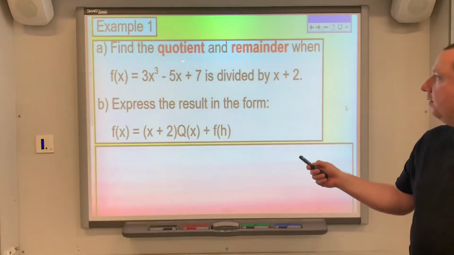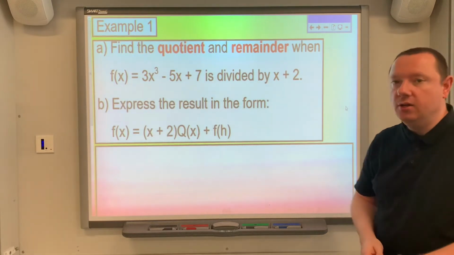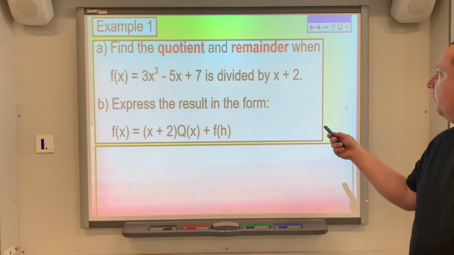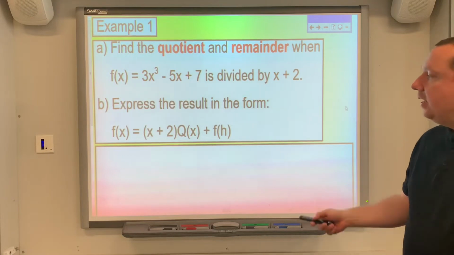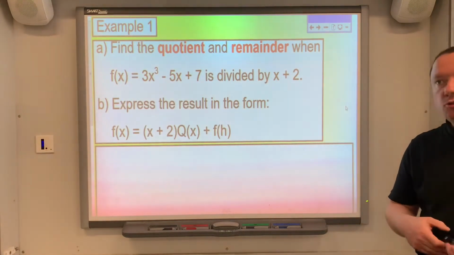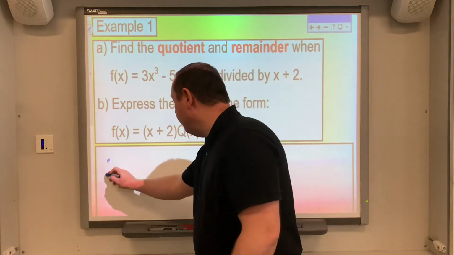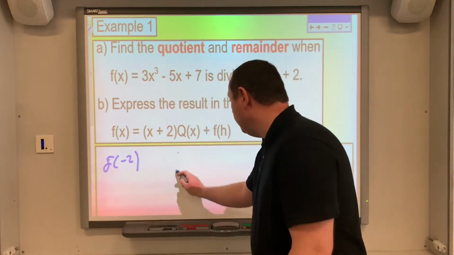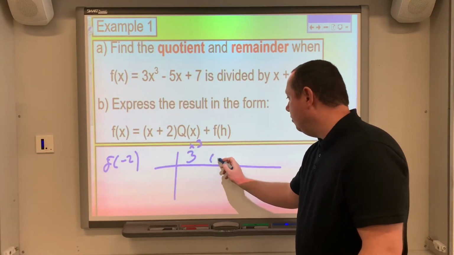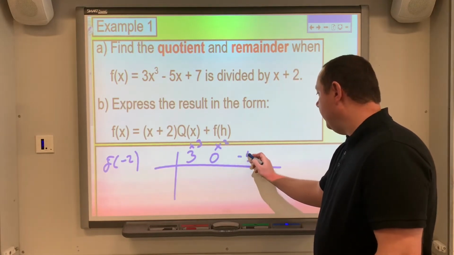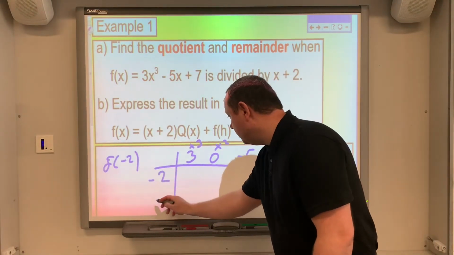Find the quotient and the remainder when this is divided by x add 2, then express it in the standard form, x add 2 times quotient plus remainder. Let's find the quotient and remainder first. If we're dividing by x add 2, if we substitute minus 2 in, that will tell us the remainder, and if we use nested form, it will tell us straight away also the quotient. So we're going to substitute f of minus 2. Using nested form, we've got 3x cubed, 0x squared, minus 5x, and plus 7, and we're dividing by x plus 2, so substitute minus 2 in.